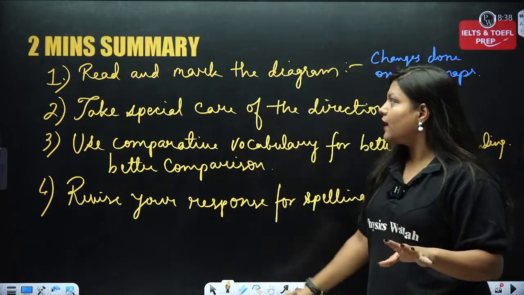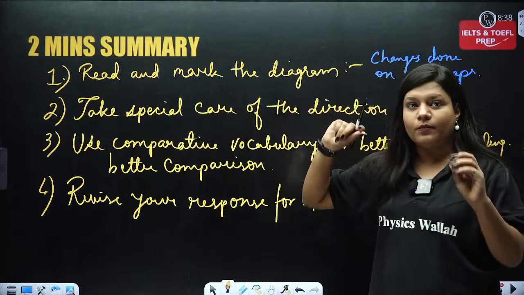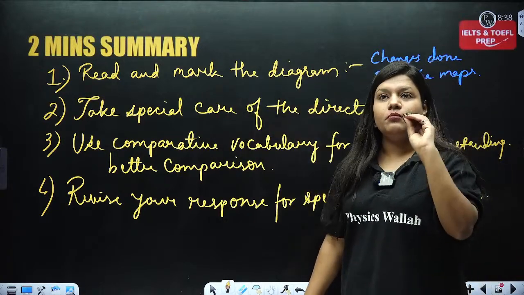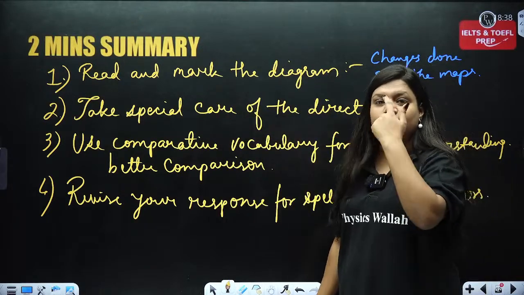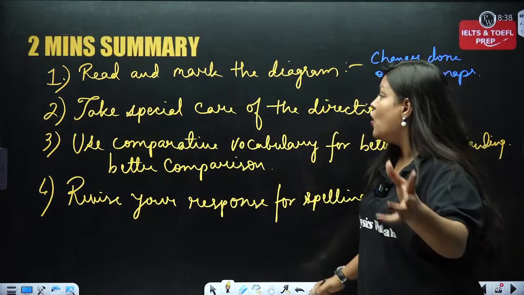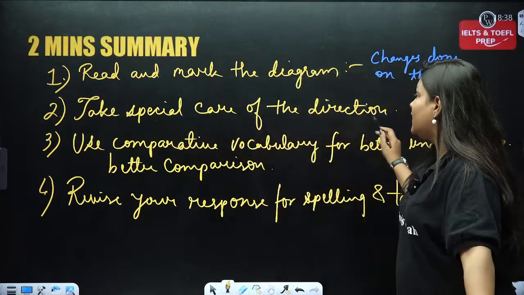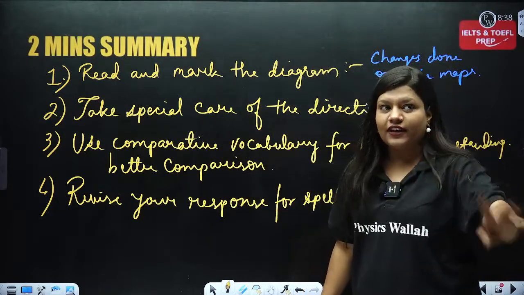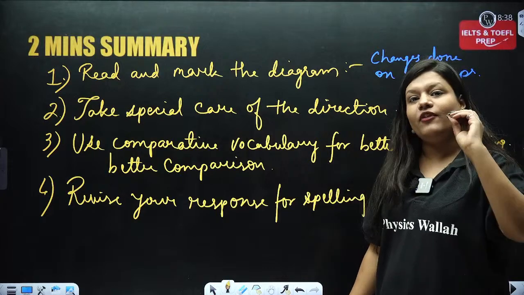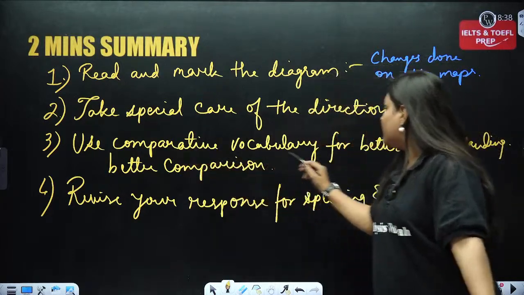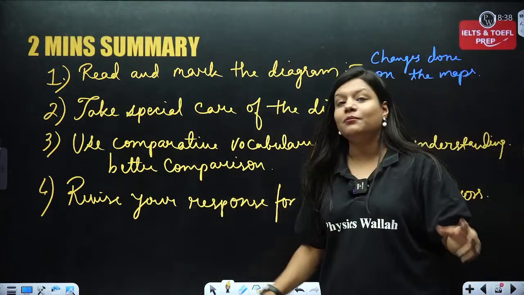So the first one is read and mark the diagram properly. Look at the map changes. What are the changes that have been done in the map? Also take special care of the direction. If there is no direction mentioned, mark your own. It will be very helpful to you. Use comparative vocabulary for better understanding and better comparison.